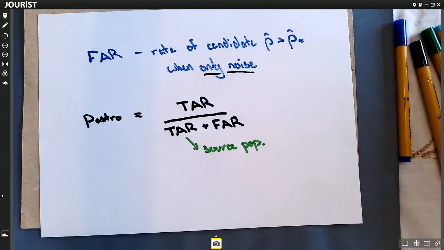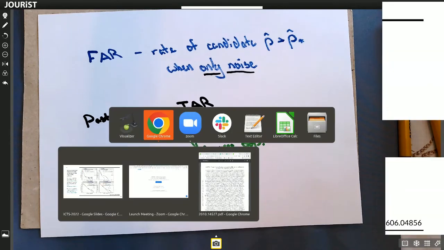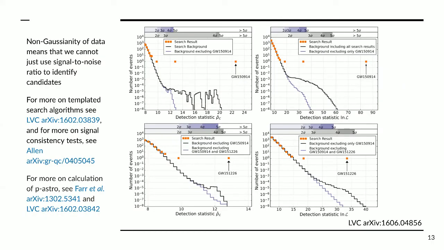So detection is what we're really interested in for this first challenge. We have a way of calculating false alarm rate. We're interested in calculating P astro to know if we really have a candidate. We have some idea that we need to try and infer the source distribution. This is where the population inference will come in a bit later.